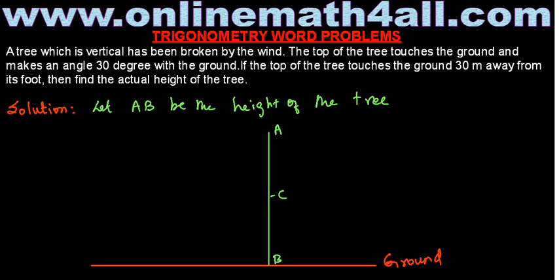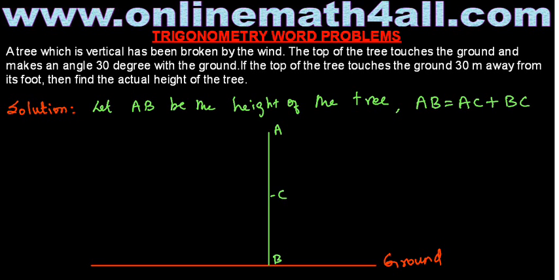Since the tree has been broken at the point C between A and B, now we have two paths in the height of the tree. One is AC and the other one is BC. So the complete height of the tree is covered by these two paths, AC and BC. So now we can write a simple equation for the height of the tree, that is AB is equal to AC plus BC.